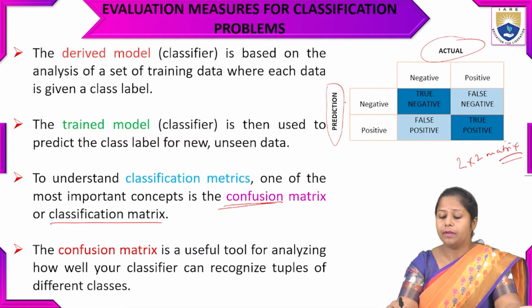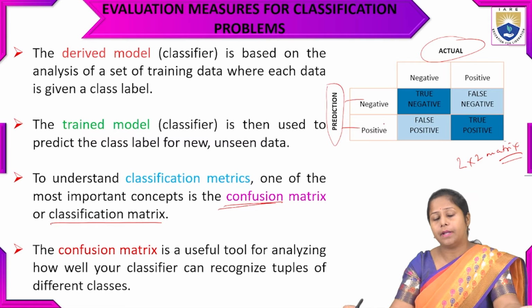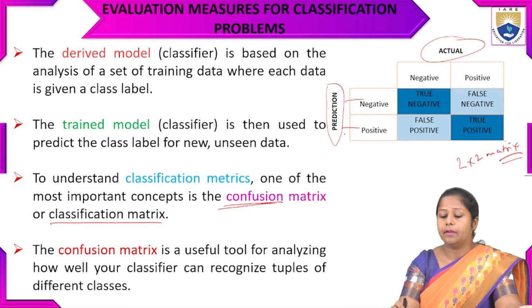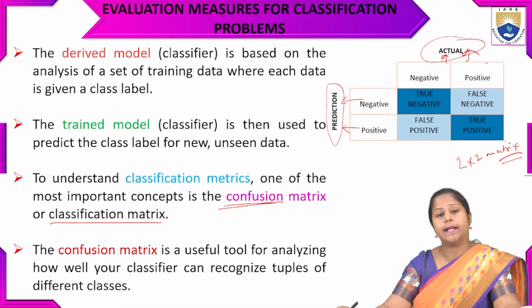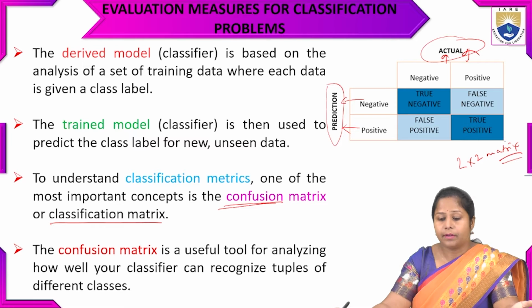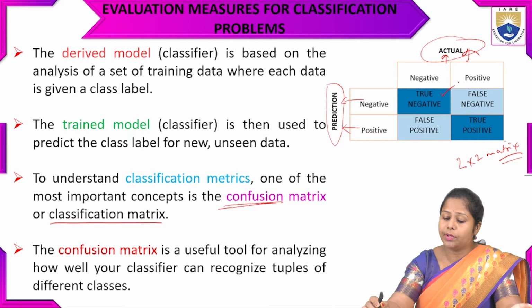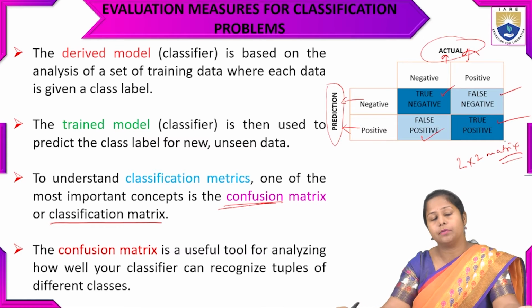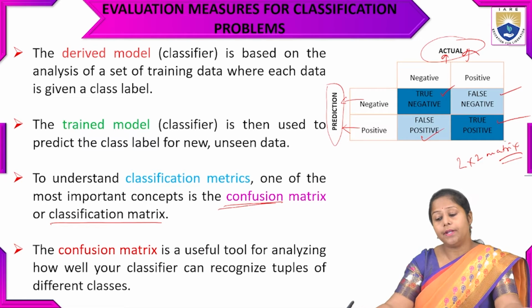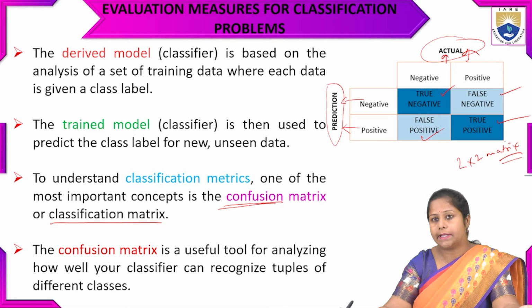Two of the matrices are separated as negative and positive, and the upper side holds the actual class, which is also classified as negative and positive. So there will be the true negative, false positive, and true positive. What is the difference between true negative, true positive, false negative, and false positive? We will see.